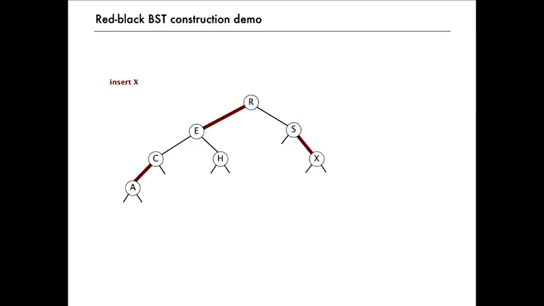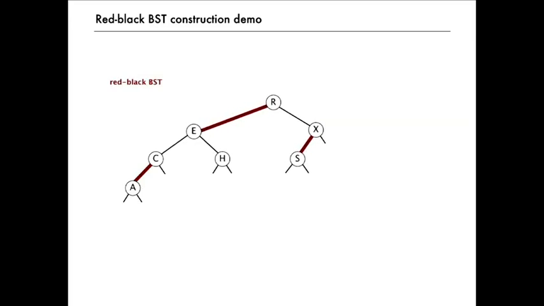Insert X into that one, it goes to the right of S, that's leaning the wrong way, rotate left. Insert M into this one, it goes to the right of H, leaning the wrong way, rotate left. Most of the operations are simple ones like this happening at the bottom.